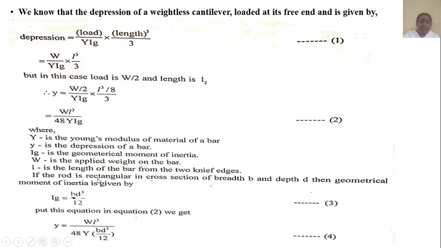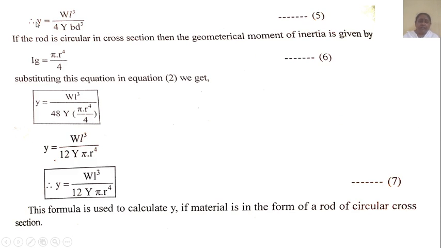If the rod is rectangular in cross section of breadth b and depth d, then the geometrical moment of inertia is given by Ig equals b into d cube upon 12. So putting this value in equation 2, y equals W into L cube upon 48 into Y into b d cube upon 12. Therefore we get y equals W into L cube upon 4 Y b d cube.